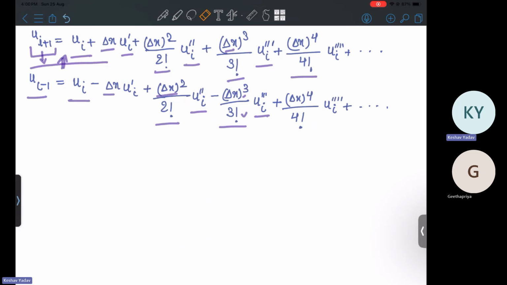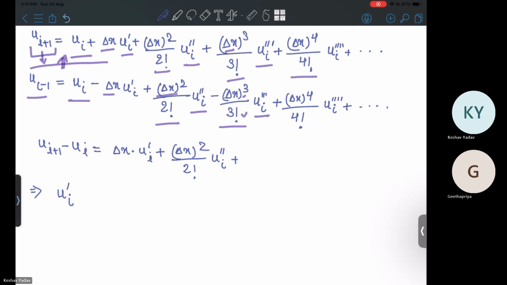So I can directly find ui plus 1 minus ui, that will be equal to delta x multiplied by ui prime plus delta x square upon 2 factorial ui double prime plus higher order terms. Okay. Simply now divide the whole equation by delta x. That will lead to ui prime that we wish to find, that will be equal to ui plus 1 minus ui divided by delta x plus delta x divided by 2 ui double prime plus higher order terms.